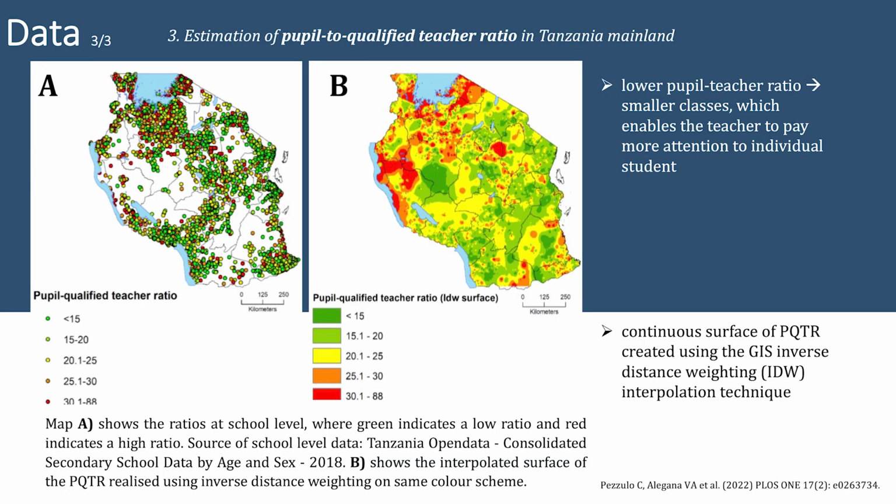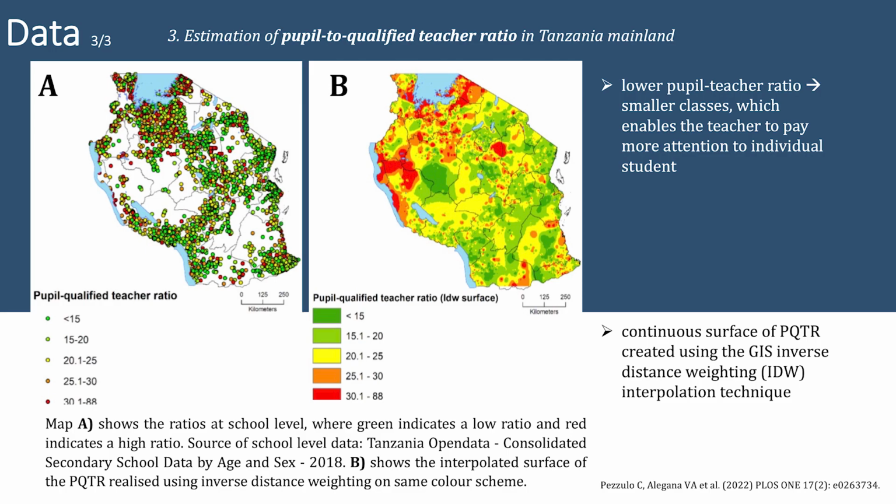These are the 2 maps. So map B, preliminarily, is the surface for the PQTR. And so, as I said, ideally we want a low PQTR, so smaller classes and better attention of teachers to individual students.